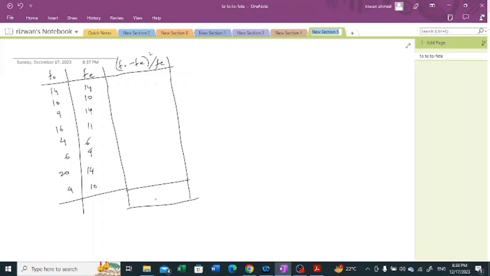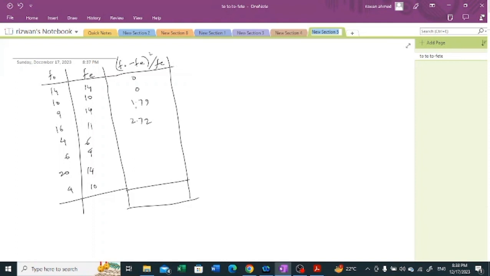And that's 14 take away 14 is 0. This is also 0. 9 take away 14. Take this difference raised to square. That gives us 25. And 25 divided by corresponding Fe value would give us 1.785. So 1.79 we can round it off. 16 take away 11, that's 5. Squared is 25 again, but this time we need to divide it by 11 as the corresponding Fe value. So 2.72 is the computed value.